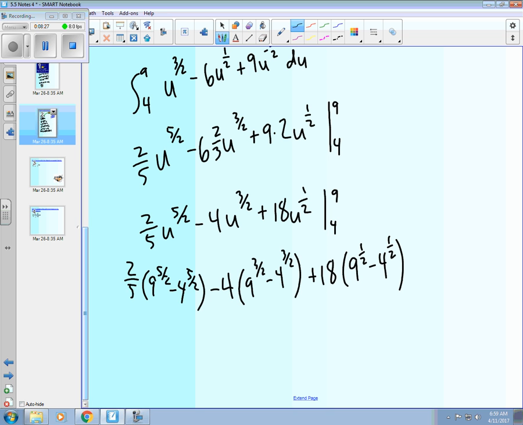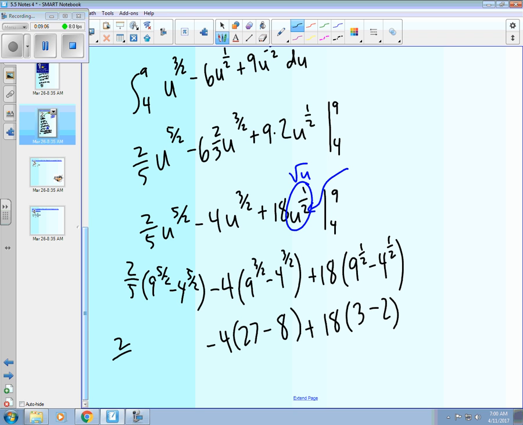Now remember, when there's a 2 in the denominator, we know u to the 1/2 is the same as square root of u. So a 2 in the denominator here is like a square root. So these actually aren't too bad to evaluate. This one, square root of 9 would be 3, square root of 4 would be 2. The next one, it would be like taking the square root, except then you just got to cube the number. So square root of 9 would be 3. 3 to the 3rd power would be 27. Here, square root of 4 would be 2. 2 to the 3rd power would be 8.